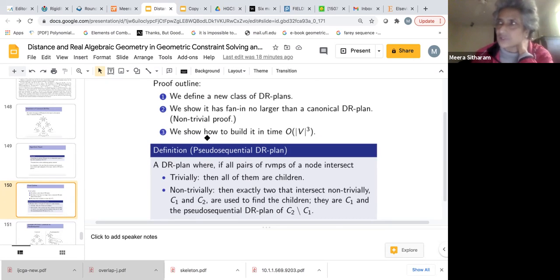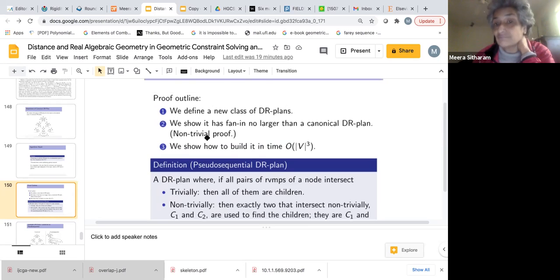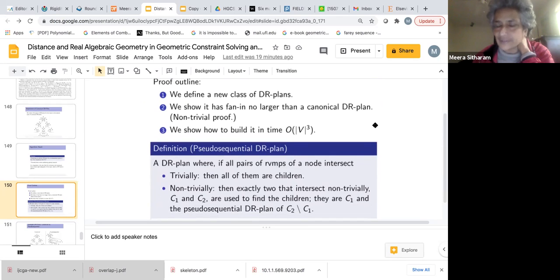The second proof is sort of needed by the particular algorithm that we have, in that we use this other particular class of canonical DR plans called pseudo-sequential DR plans. And we essentially show that they are like canonical in the sense that their Fanon is no larger than the canonical one, although they disobey some of the properties. Okay.